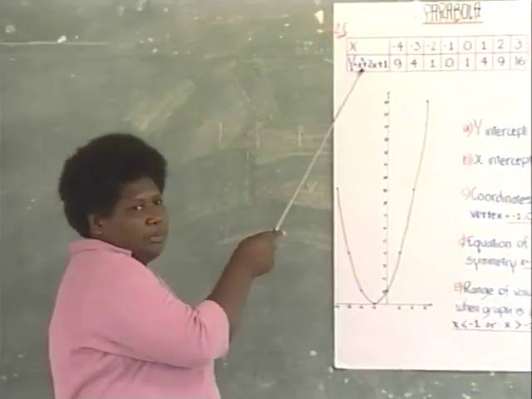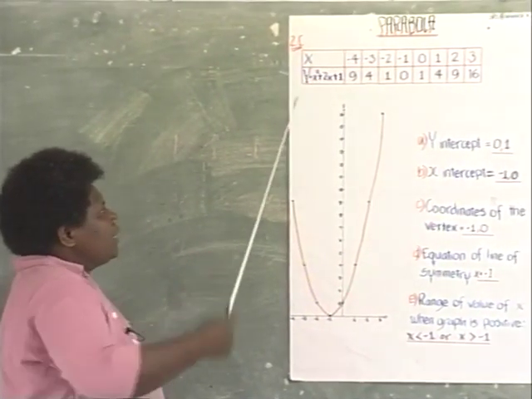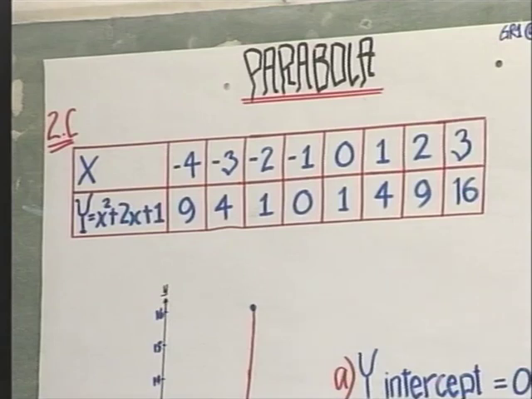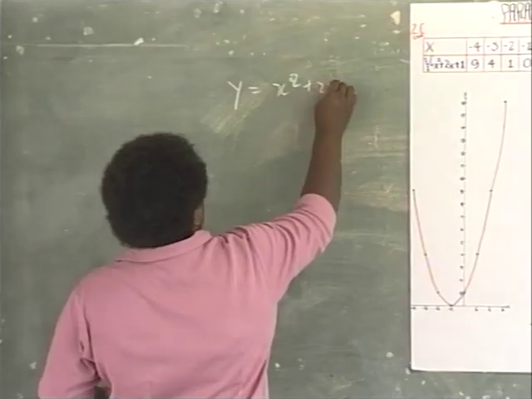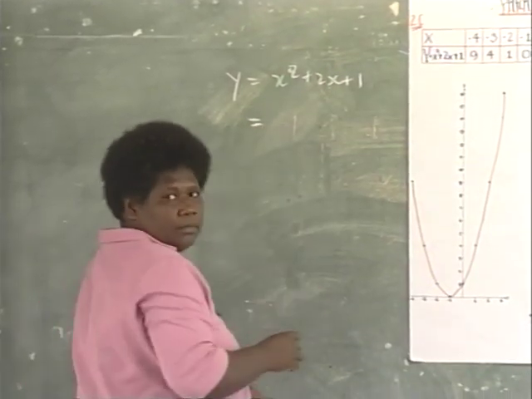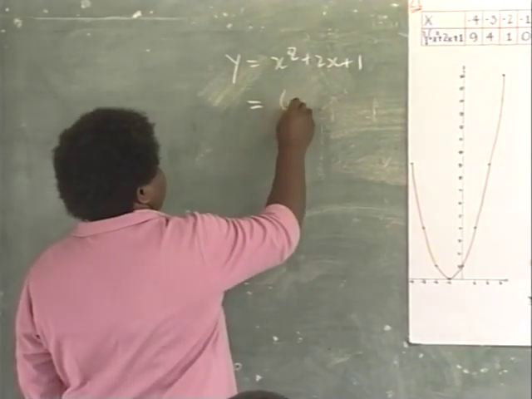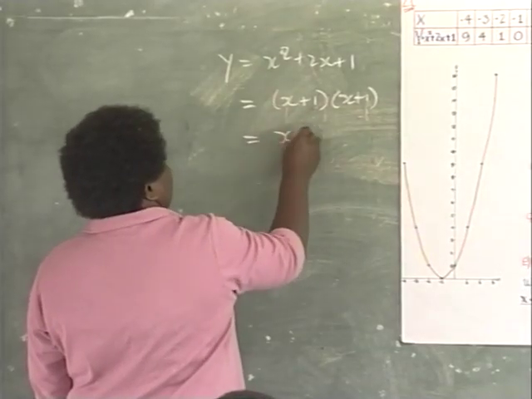Just have a look at the equation, just for interest. x squared plus 2x plus 1. Can you factorize x squared plus 2x plus 1 for me, please? Someone? One person? x plus 1 times x plus 1, or x plus 1 squared.